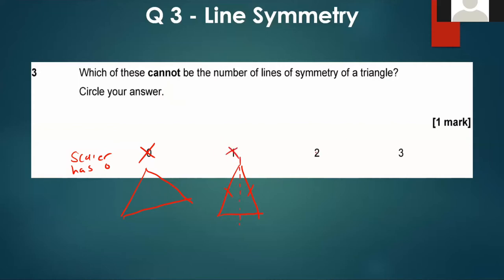2 I can't really think about, but 3, equilateral triangles have 3. If I had an equilateral triangle like this, I could do a line down here, like I did with my isosceles triangle, and then a line like this through to there, and then another line from here to there. So I could convert that into 3 different triangles and have 3 lines of symmetry, so I know it can't be 3. That just leaves me with 2, and actually I can't create a triangle with 2 lines of symmetry. That is question number 3, guys.